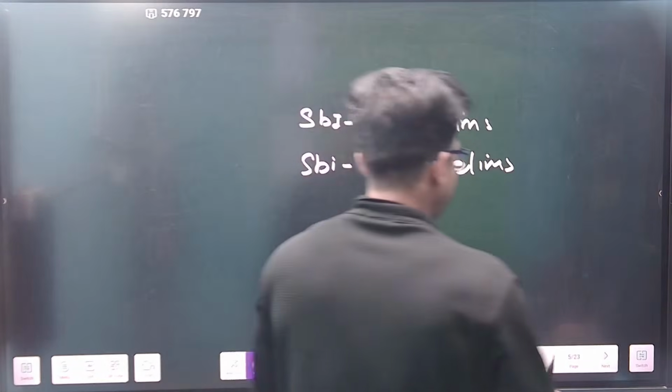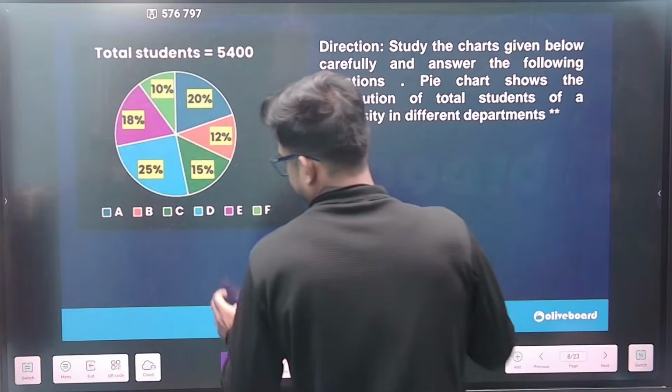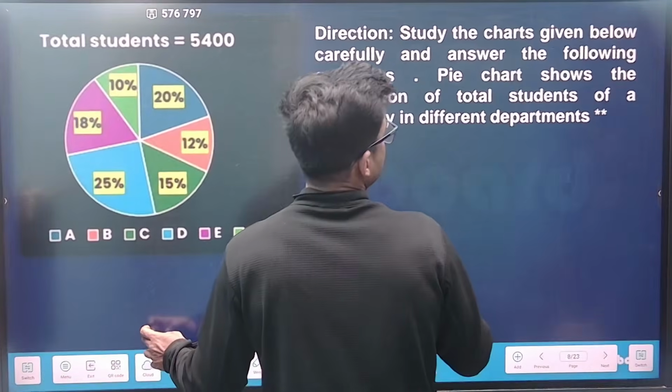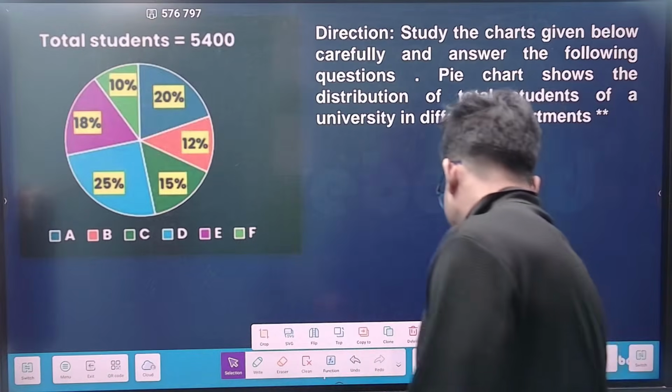Okay, let me start with the first pie chart. So I think this is visible to everyone. If not, please read the data, then we will solve it mutually. I think this is visible to everyone.